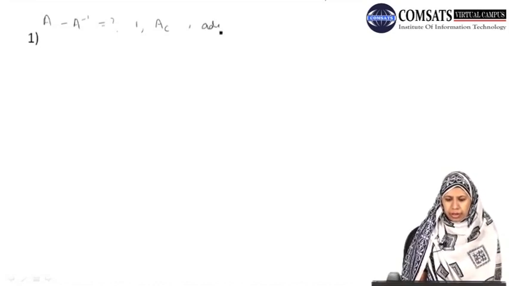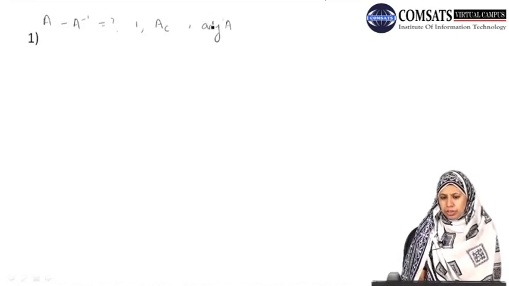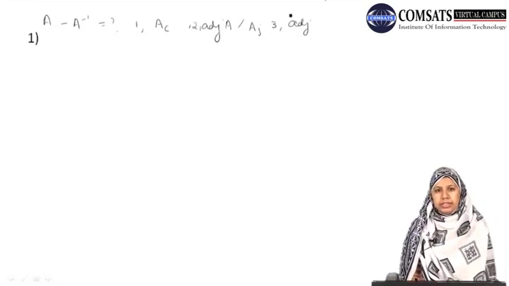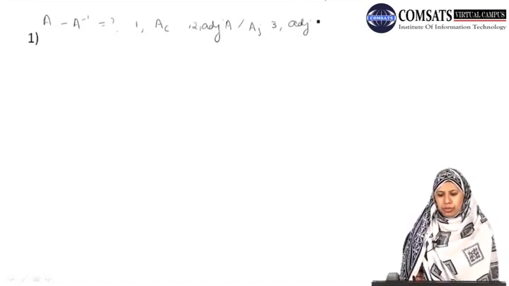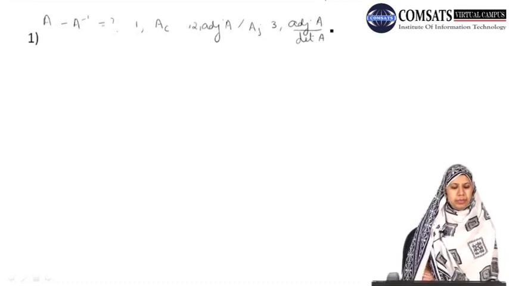The adjoint of our matrix can be written as adj A, the abbreviation of adjoint of the matrix A, or by A subscript J. And our third step is nothing but the adjoint of our matrix A divided by the determinant of our matrix A.